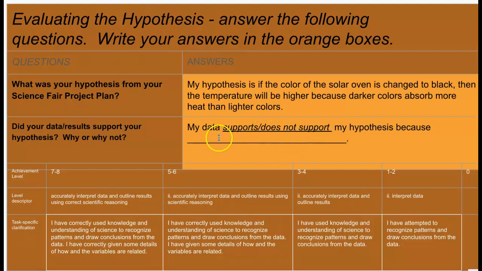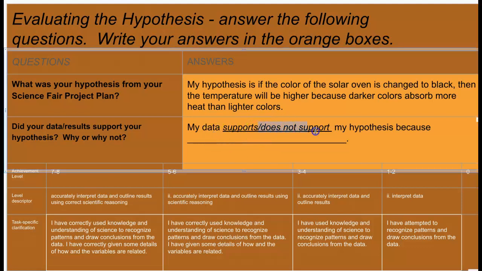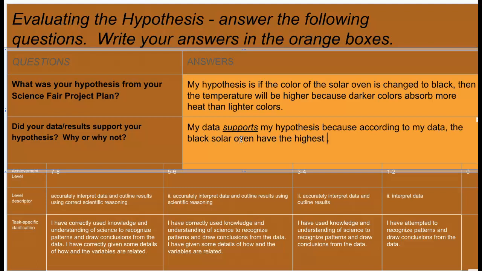So back to this slide 8. I'm going to write down my data supports my hypothesis because according to my data, the black solar oven have the highest temperatures.